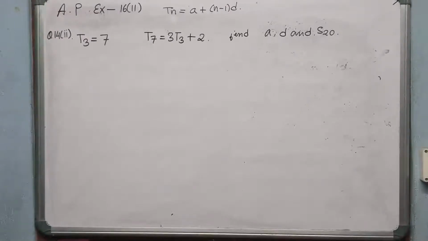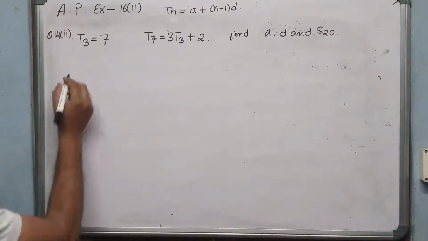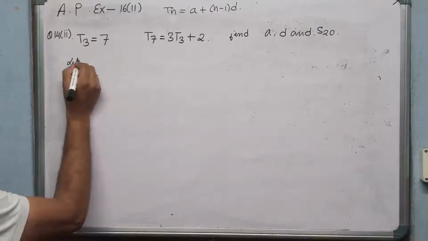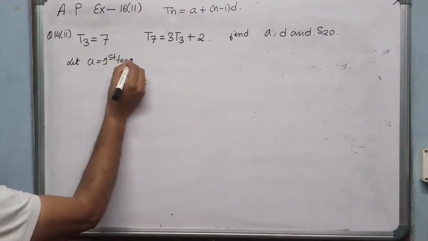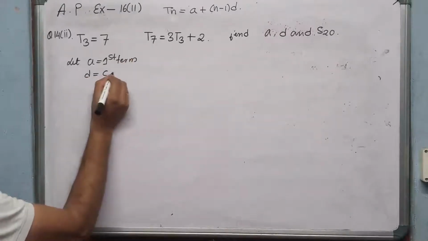The third term of an AP is 7 and the seventh term is equal to 3 times the third term, exceeded by 2. Find the first term, common difference and sum of the 20 terms. Now in this question, first of all you have to calculate the first term and the common difference. I'll consider a is equal to the first term and d is equal to the common difference.